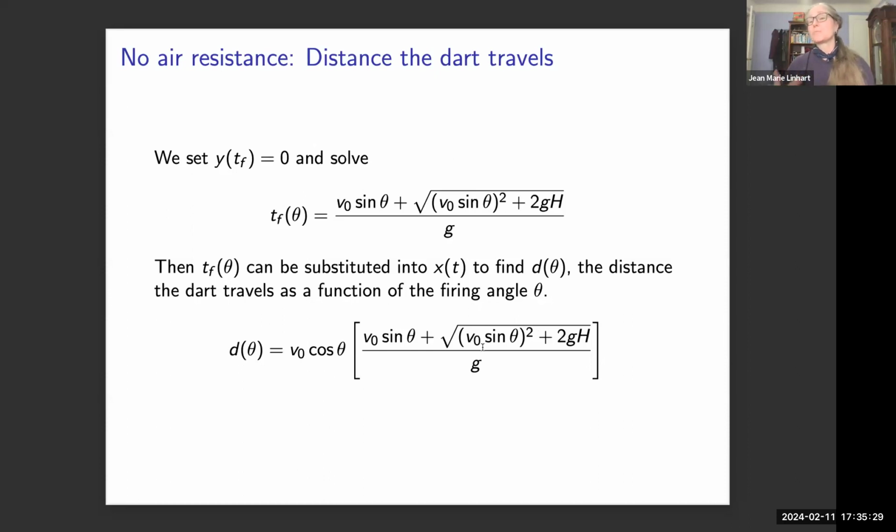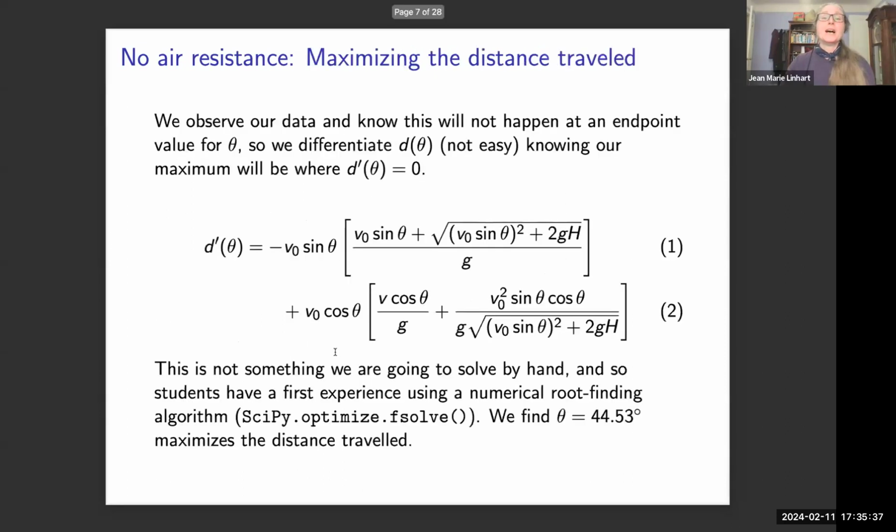This lets us get a nice plot with our data and our model on it. And then we'd also like to know at what theta we're actually going to maximize D(theta). We know that this is not going to happen at an endpoint. We can look at our data and see that. So one of the tactics to maximize is, of course, to differentiate.